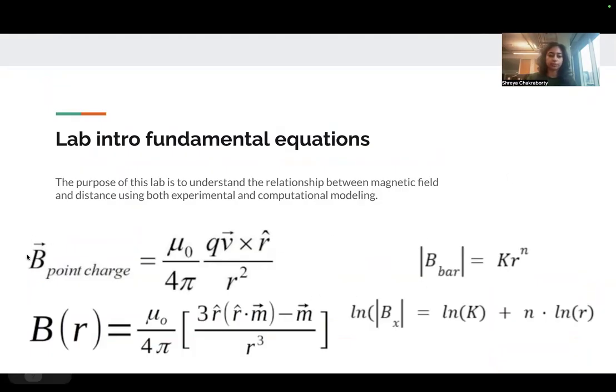We used the magnetic field formulas, the Biot-Savart laws, and also some of the distance and magnetic field relationships as shown right here. And we'll go a little bit more into this as we continue talking about the computational model we built with code and then also how we determined some of the values in the experiment.